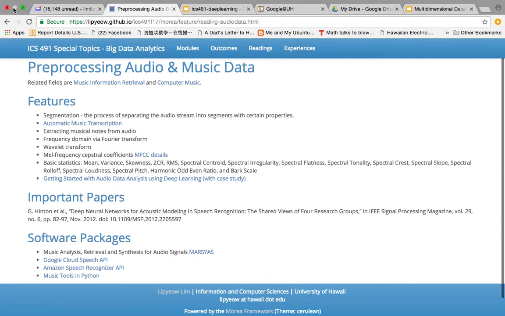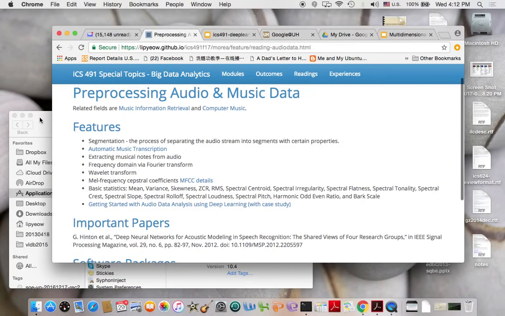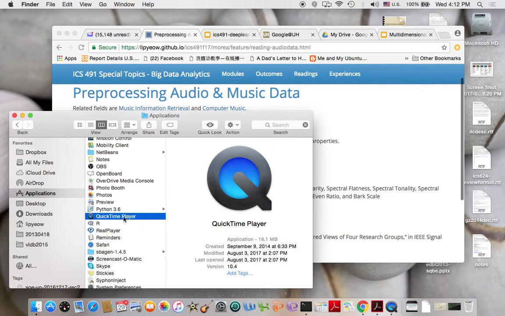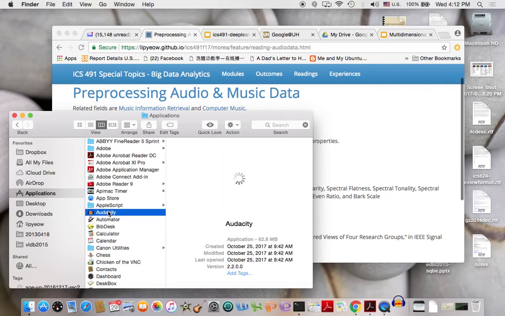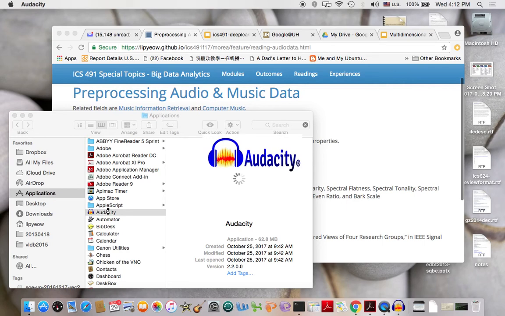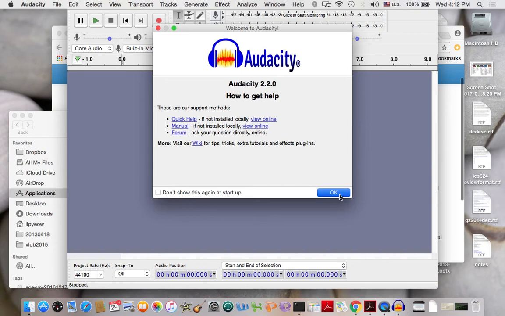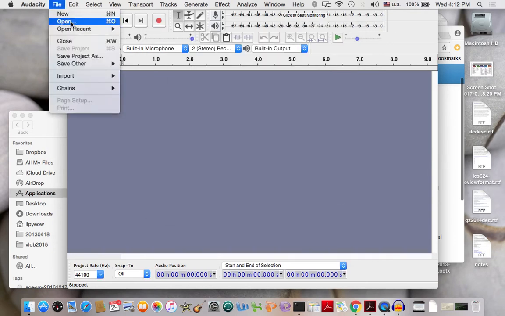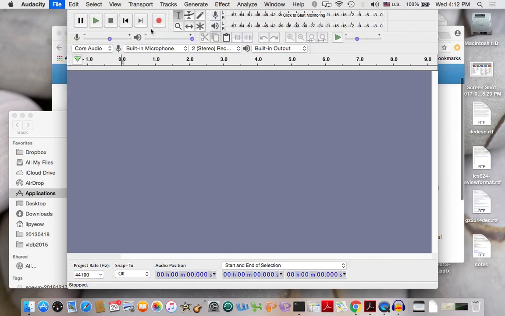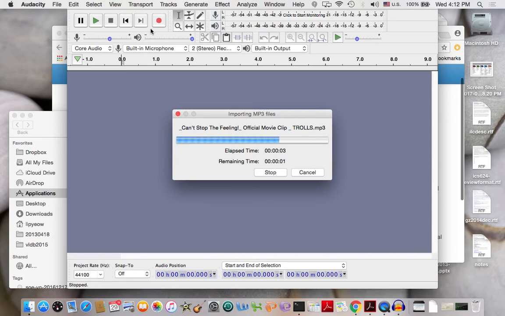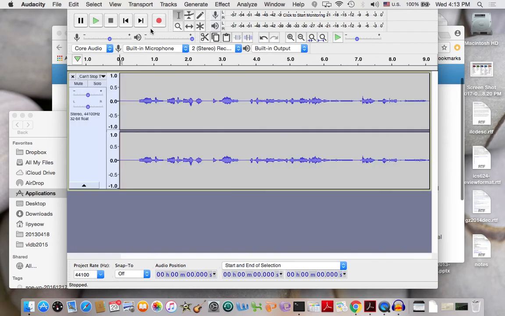Just very quickly, since we have a few minutes, what does a music file look like? For example, this is a sound editor. It actually shows you what the music data looks like. I downloaded an MP3 so that you can look at it. This is the song from the Disney movie Trolls. This is what it looks like. That's what sound data looks like.